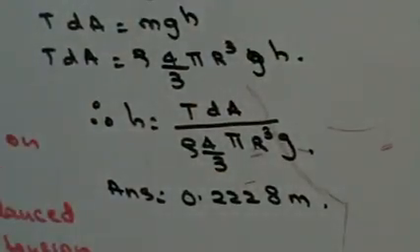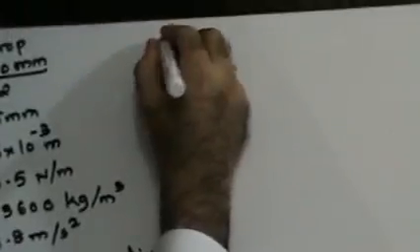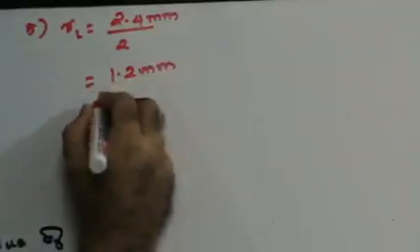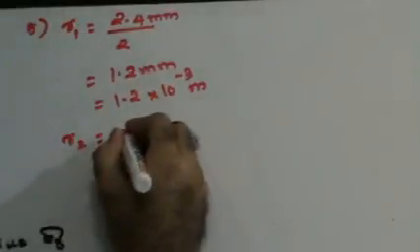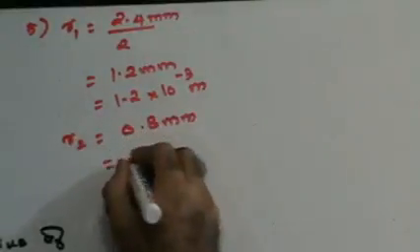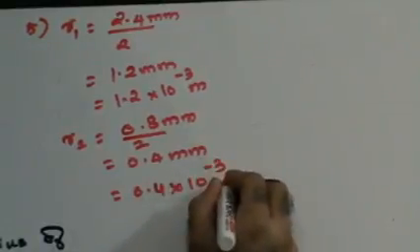Next, take down the next one please. A vertical U tube consists of liquid in one limb of diameter 2.4 millimeter and the other limb of diameter 0.8 millimeter.